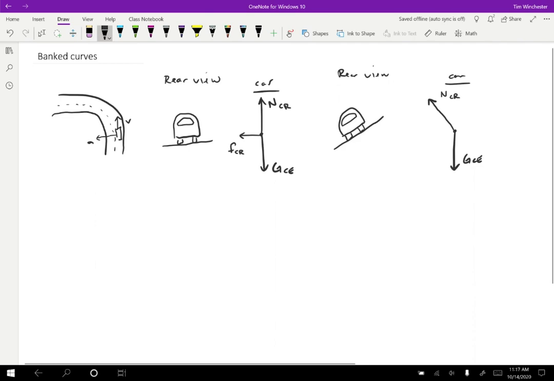So we could have the vertical component of the normal force canceling out the weight, and there's still a horizontal component of the normal force that's causing the centripetal acceleration. Okay, so this is inherently safer because even if the road were extremely slippery, the car is still going to experience that normal force and it's still going to be able to make it around the curve.